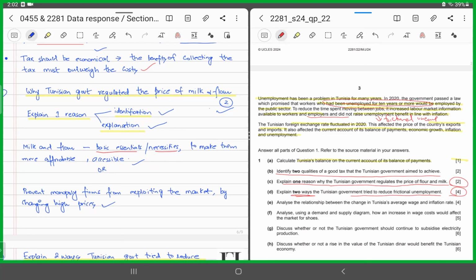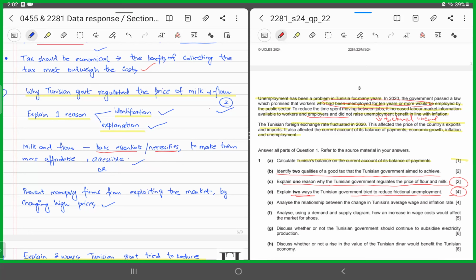Part F. Part F is asking us to analyze using a demand and supply diagram how an increase in wage cost would affect the market for shoes. Now you need to identify how the increase in wages would affect the market for shoes using a demand and a supply diagram. It's a 5-mark question. So 4 marks is allocated towards the drawing of the demand and supply diagram, and 1 mark is for the explanation. Now look at the left hand side and I'll explain how it goes.